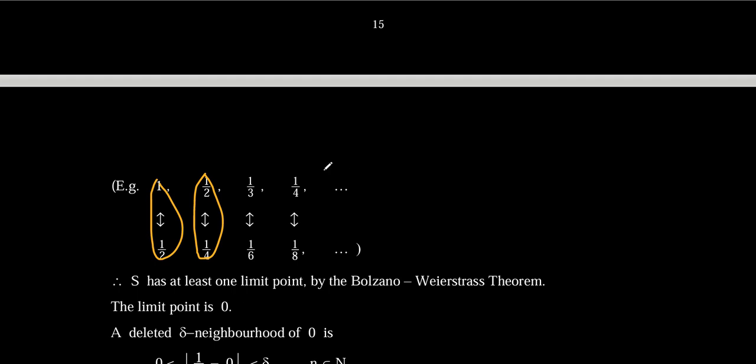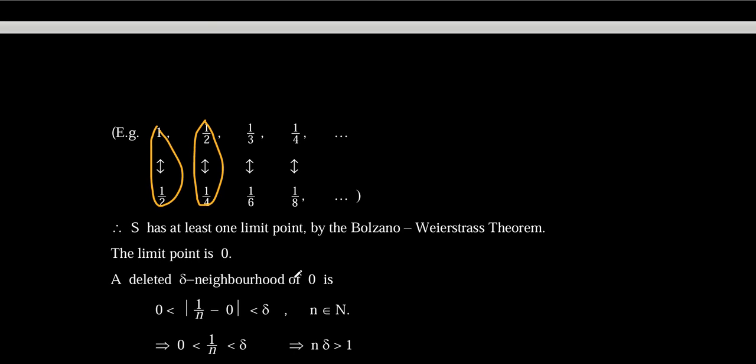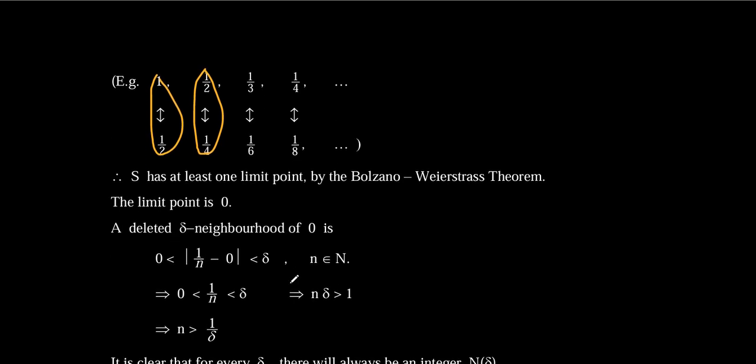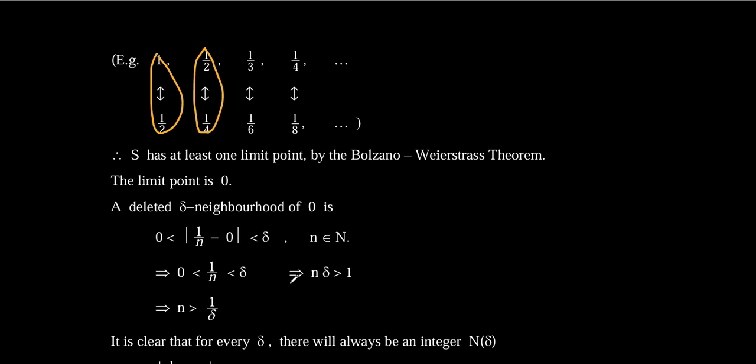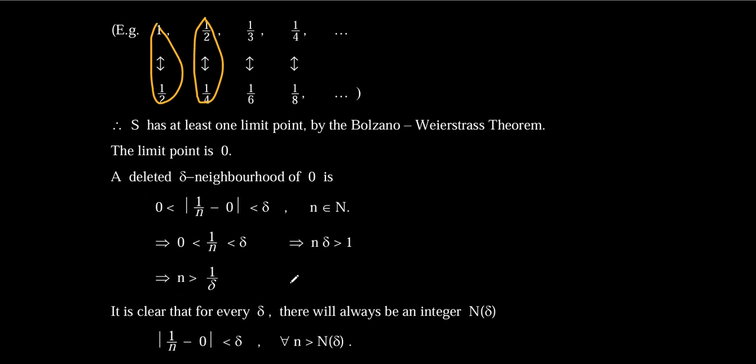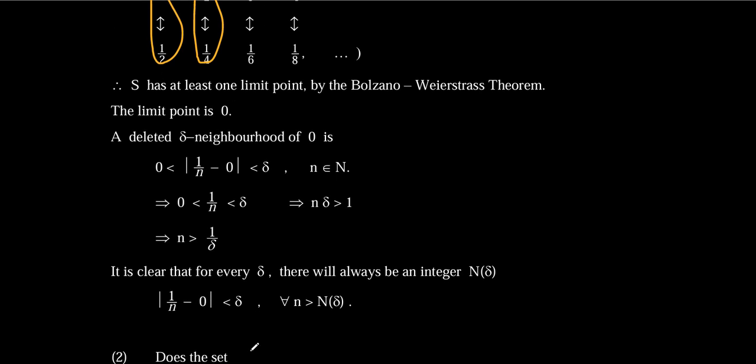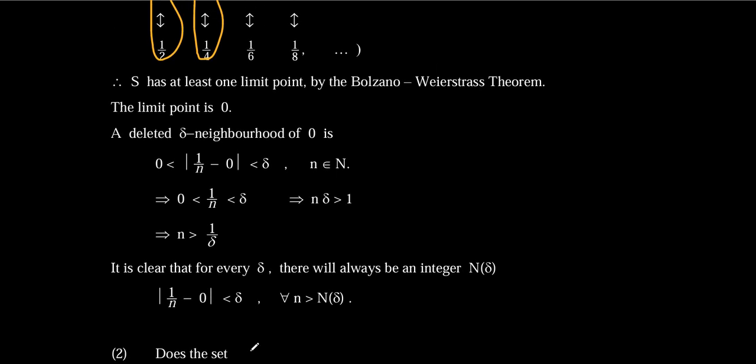No element will get to 0. And they show examples of giving the deleted neighborhood. It is clear that for every delta, there will always be an integer n such that 1 over n minus 0 will be less than delta. And the next time we come, we'll go into this proof.